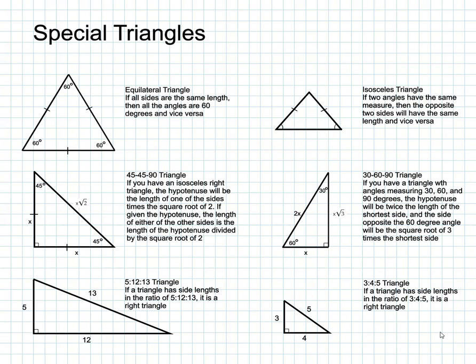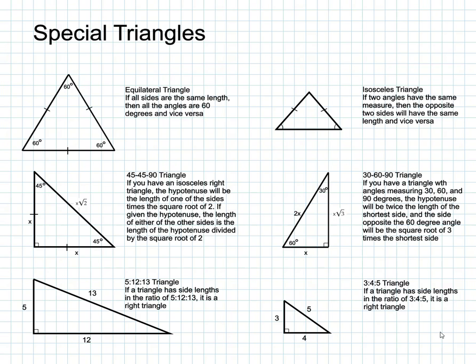An equilateral triangle has all sides the same length and all angles at 60 degrees. So if you're given a triangle with two angles measuring 60 degrees, you should know that the third angle is going to be 60 degrees and that all the sides are going to be the same length. Likewise, if you're given a triangle and all three sides are given the same length, then you should know that all three angles are going to be 60 degrees.